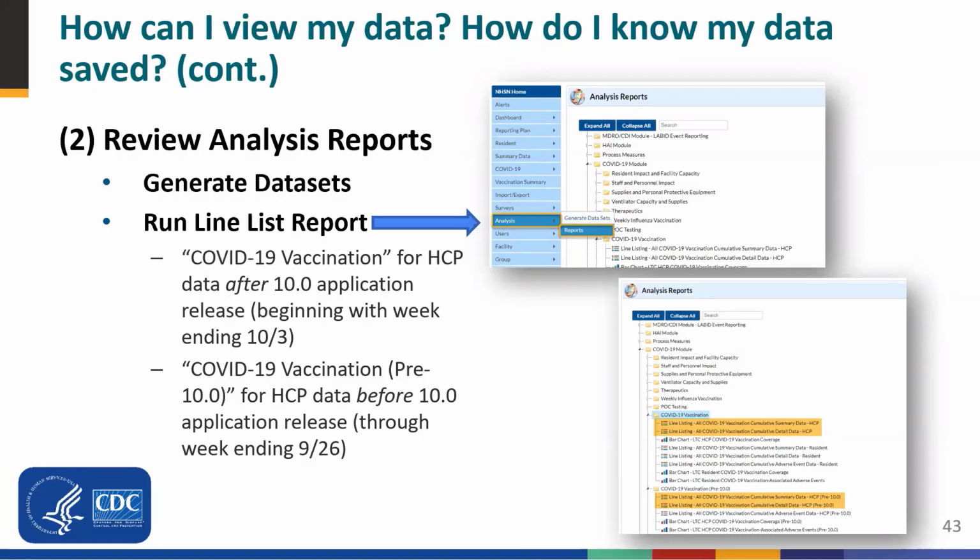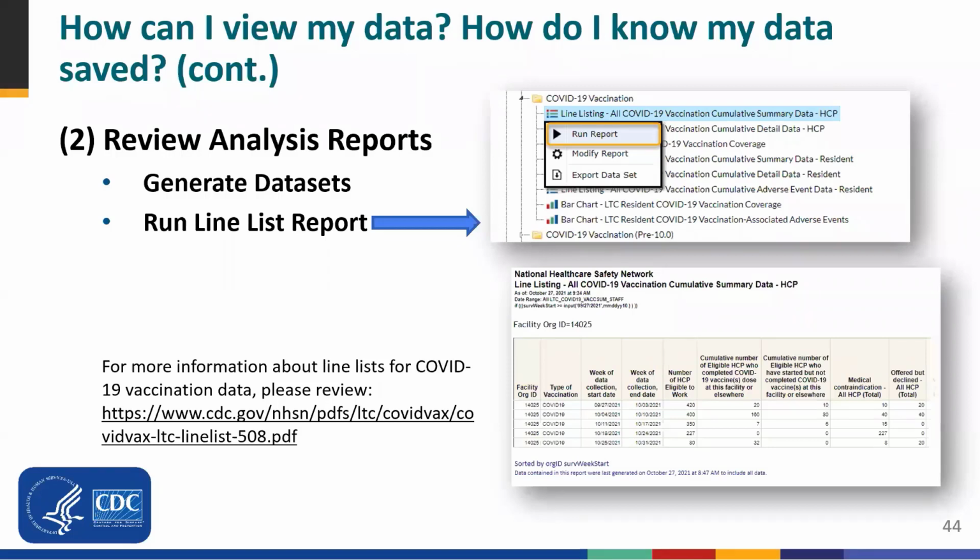Please be aware that reports containing healthcare personnel data are saved within 2 folders: COVID-19 vaccination, which contains healthcare personnel data after the 10.0 NHSN application release, beginning with the week ending of October 3rd, and COVID-19 vaccination pre-10.0 for healthcare personnel data entered before the 10.0 application release. The next step is to select which report you'd like to run and select Run Report. A HTML report with the line listing of the healthcare personnel or resident data will be displayed. For more information about creating and modifying line list reports for COVID-19 vaccination data, please refer to the quick reference guide linked on this slide.